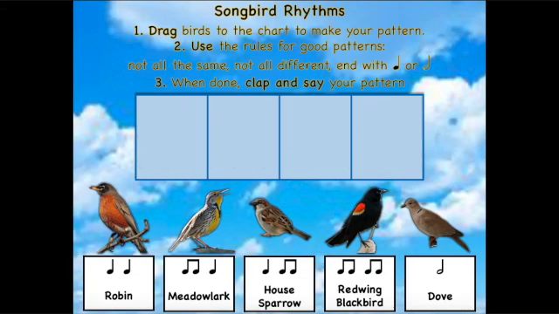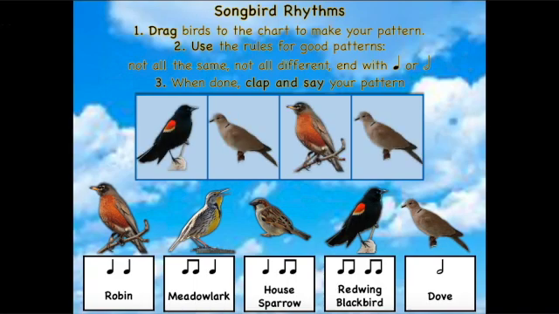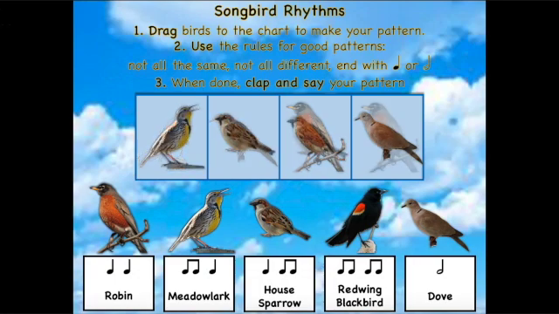So we'll get those ones out of there, and we'll put a pattern up here and see if you can figure out how to clap it and say it. What would this pattern be? Let's try to read it right now. 1, 2, clap and say. Red-winged blackbird, dove, robin, dove. How'd you do? Good. Let's try another one.